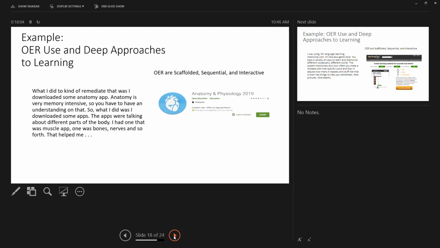A couple more specific examples are the Anatomy and Physiology app, which is scaffolded, sequenced, and interactive, as you can see. And this is a student voice, quoting a student in an English 111 class about what he did to remediate. He's talking about his work in an anatomy and physiology class. So you can see how those overlay the different systems and how that's a scaffolded, chunked, sequential approach.